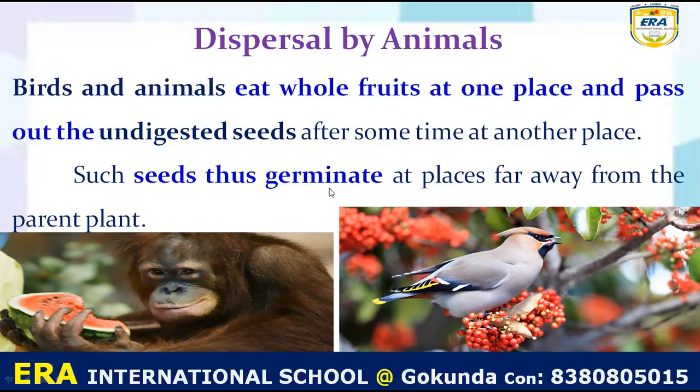Such seeds germinate when they get good light, good water and good soil. So they start to develop into a small plant or seedling that is placed away from the parent plant. For example, this is a bird eating fruit on this plant. After eating, it will fly a long distance with the seeds, and where it passes out the seed, a new plant will germinate and grow. Understand? So dispersal of seeds is also done by animals.